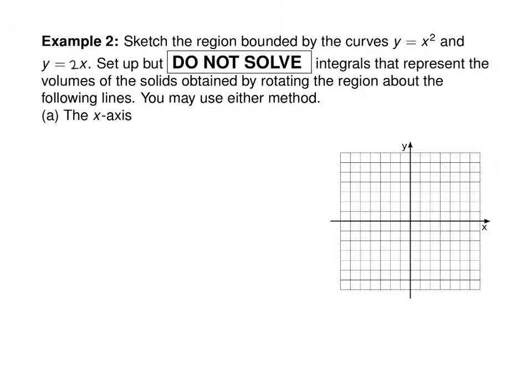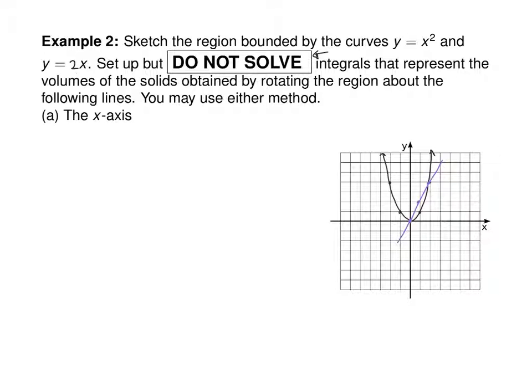Sketch the region bounded by the curves y equals x squared and y equals 2x. Set up, but do not solve. I can't make it any more obvious than that, guys. Follow directions. Integrals that represent the volume of the solids when you rotate the region about the following lines. So y equals x squared goes through 0, 0, 1, 1, and 2, 4, as well as negative 1, 1, and negative 2, positive 4. Y equals 2x starts at 0, 0, has a slope of 2, and it's pretty easy from the graph to see the intersection points.